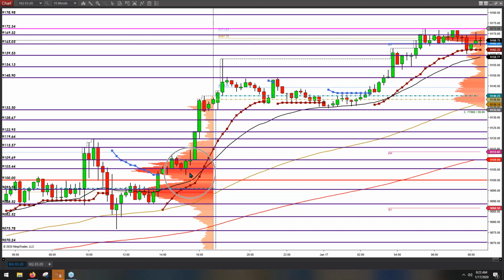If you're not using a volume profile, I would definitely urge you to test it out, even if you are good with support and resistance.